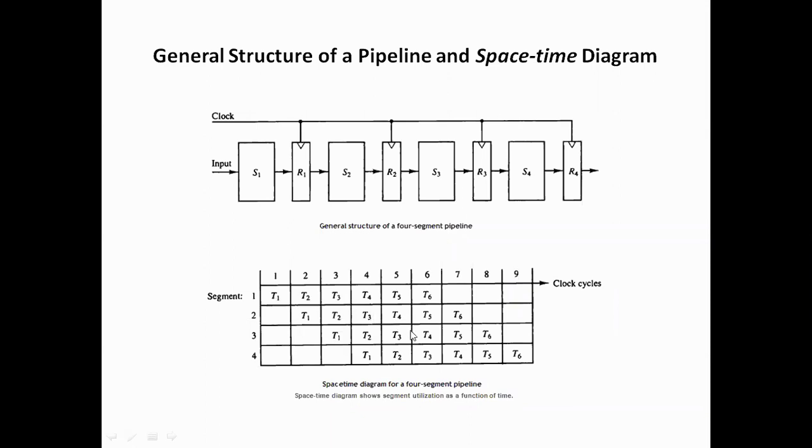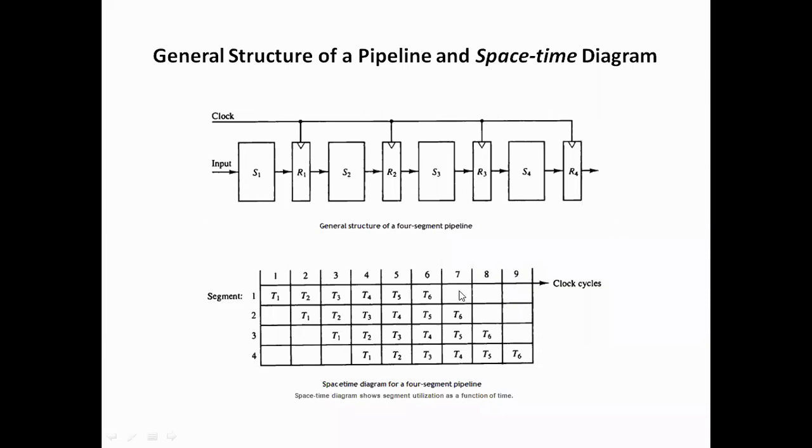And this process will continue because we have only 6 tasks. So in the 6th clock cycle, T6 will reach S1, in segment 2 we will have T5, in segment 3 we will have T4, and in segment 4 we will have T3. Now in the 7th clock pulse, there will be no new entry because we have only 6 tasks. If we had another task here, it would have been T7, but we had only 6 tasks, so there will be no new fetching.